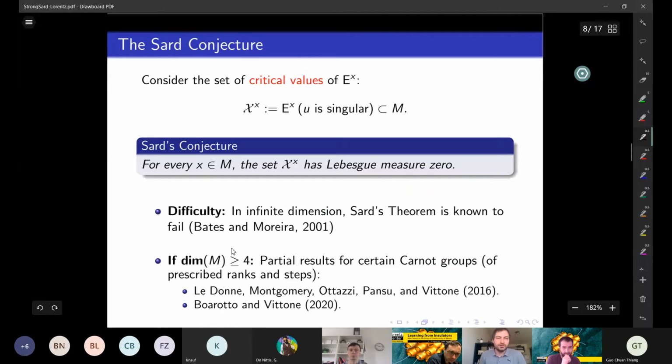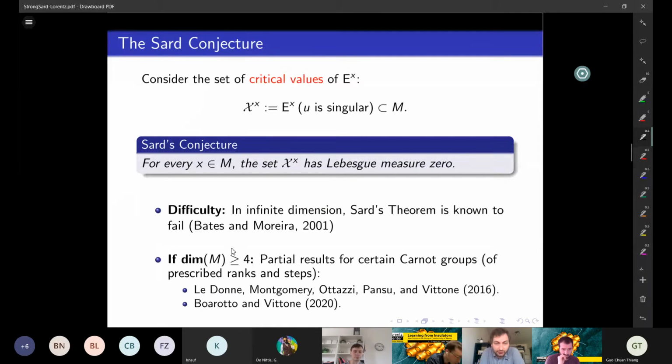Okay. So what is the Sard conjecture? The Sard conjecture is about the size of these singular paths. Heuristically, they represent a difference between Riemannian and sub-Riemannian geometry. So what we want to say is that the singular set, this set of bad curves, is small. So we can consider the critical value, the image of all of the critical points, which is going to give us some subset of M. And the Sard conjecture, motivated by the Sard theorem, is that for every point, the set of critical values has Lebesgue measure 0.